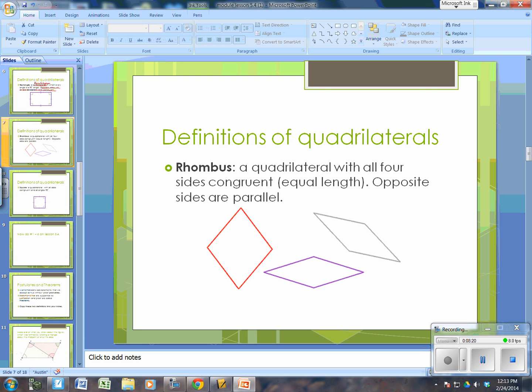A rhombus. Okay, I'm going to scratch this quadrilateral word out, and I'm going to put a parallelogram with all four sides congruent. Okay, we don't need to write this because that's by definition of being a parallelogram. A rhombus is a parallelogram with all four sides congruent. Look at this one, you guys. What do you guys usually call this shape? A diamond. So if you want to put that by it, that's what you people usually call a diamond. But the official mathematical name for it is a rhombus.